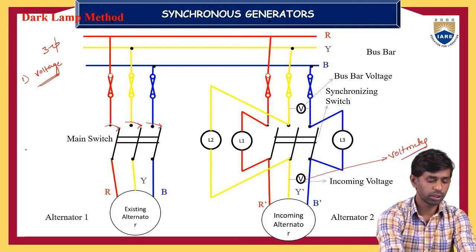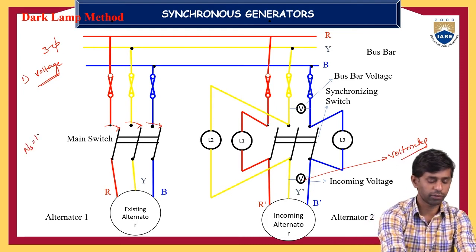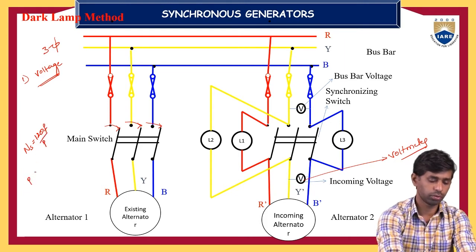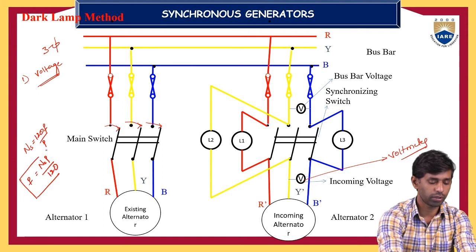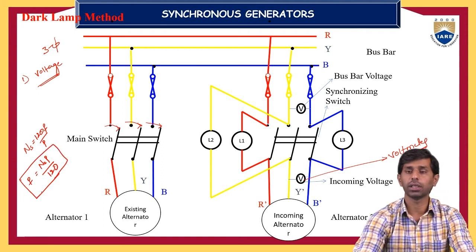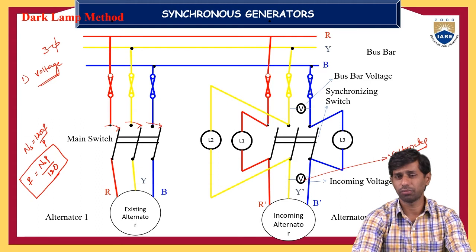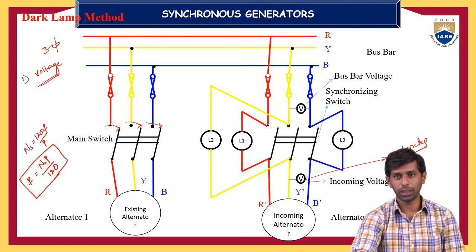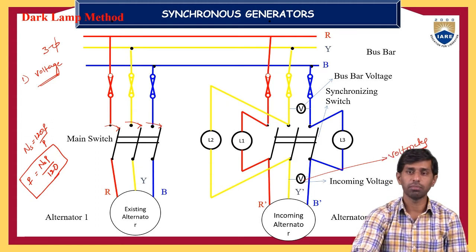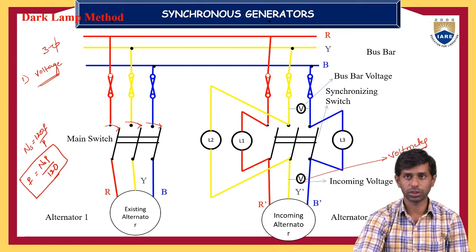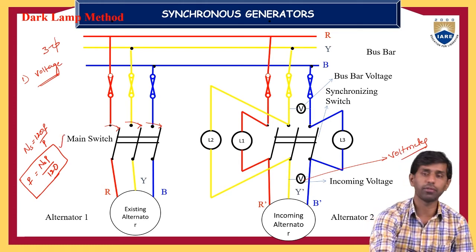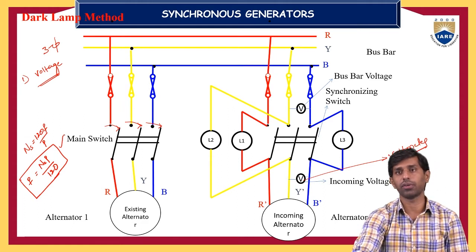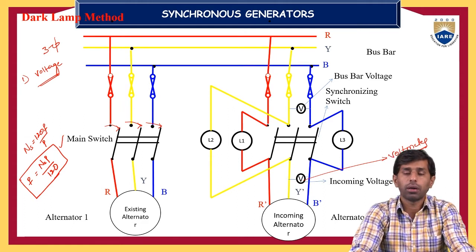We know the speed Ns is equal to 120f by P, right? From this, f is equal to Ns P by 120. From this formula we can find out the frequency of the incoming alternator, or with the help of a frequency meter we can also check whether the incoming alternator frequency is equal to the bus bar frequency or not. Or with the help of this formula also you can find out the frequency of the alternator, whether it is equal to the bus bar or not.